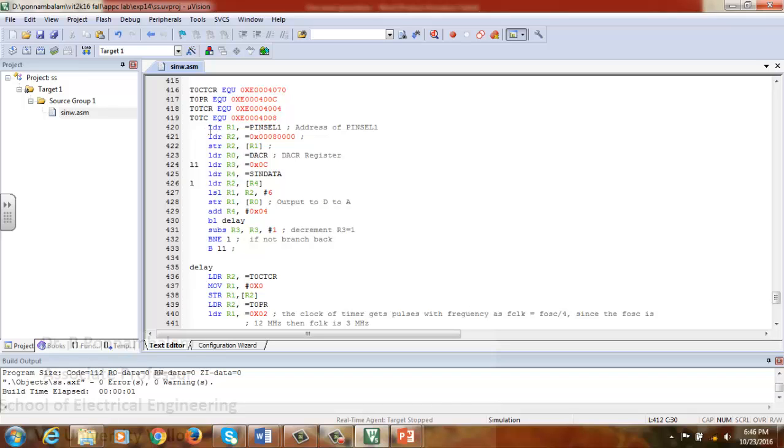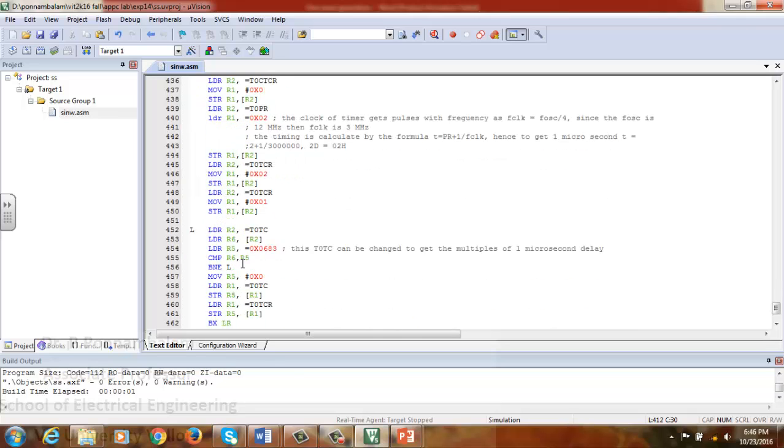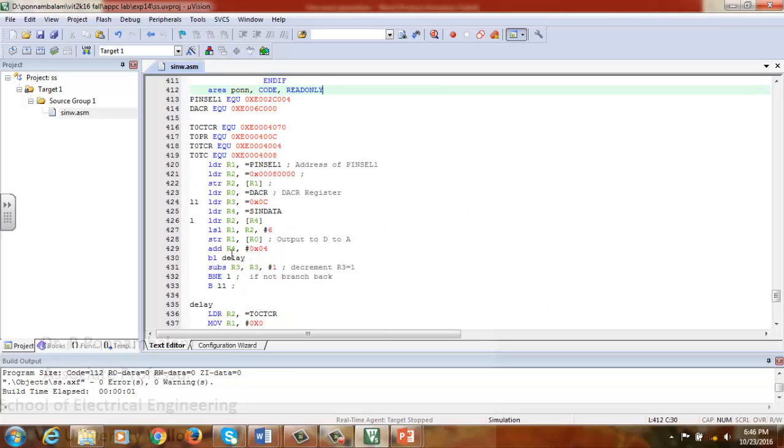You can see almost the same instructions are there. LDR R1, =PINSEL1. R2, =0x00080000. This is for activating the port pin P0.25 as an analog output, and the DACR register. The number of samples has been specified as 0xC, that is 12, and R4 is stored with the sine data address, which is at the last. Then we fetch the data from the sine data memory, left shift it 6 times and store it in R1. The content is put inside the DACR register, then we add so that it points to the next memory address, and in the next case it fetches from the next memory address.